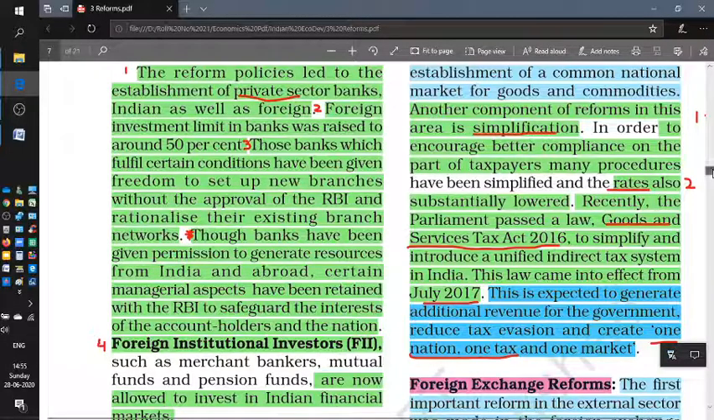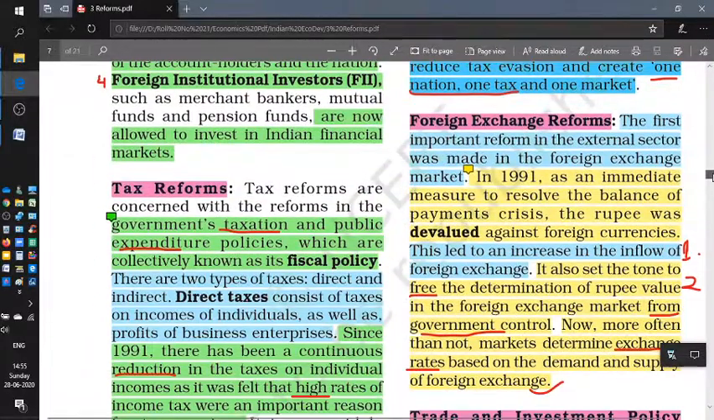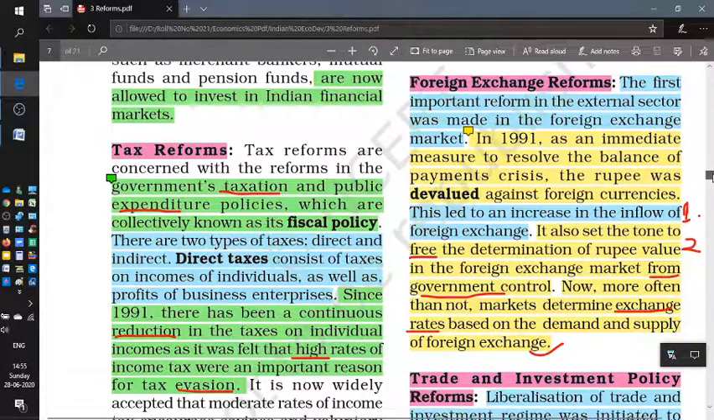So that's about the tax reform. So you learn about fiscal policy, you learn about two types of taxes, you learn about the decrease in tax rate for better compliance in the direct tax, and secondly in indirect tax you learn about the simplification of procedures, the lowering of rates and the important legislation of GST. That's the reform in taxation, fiscal policy.